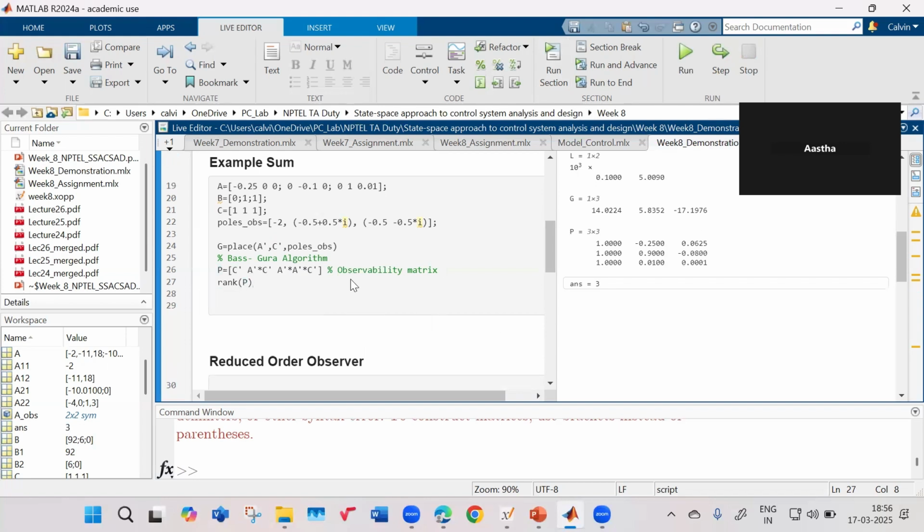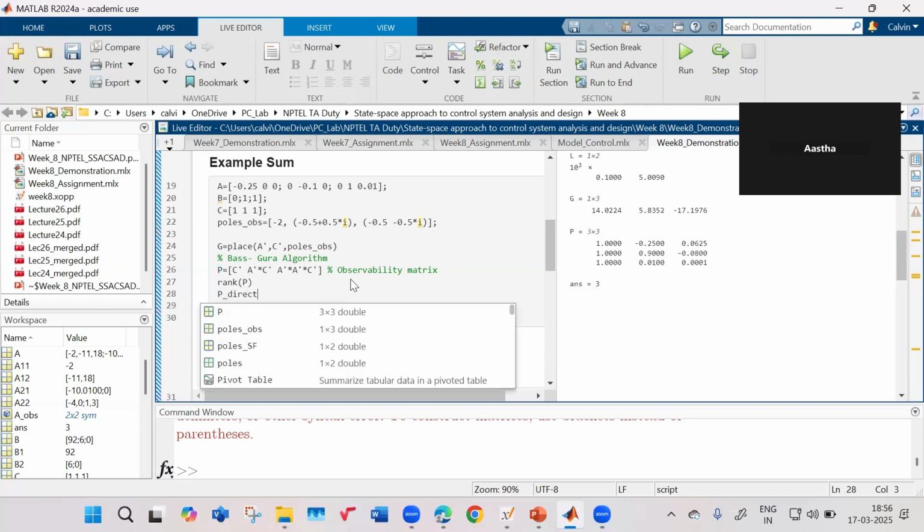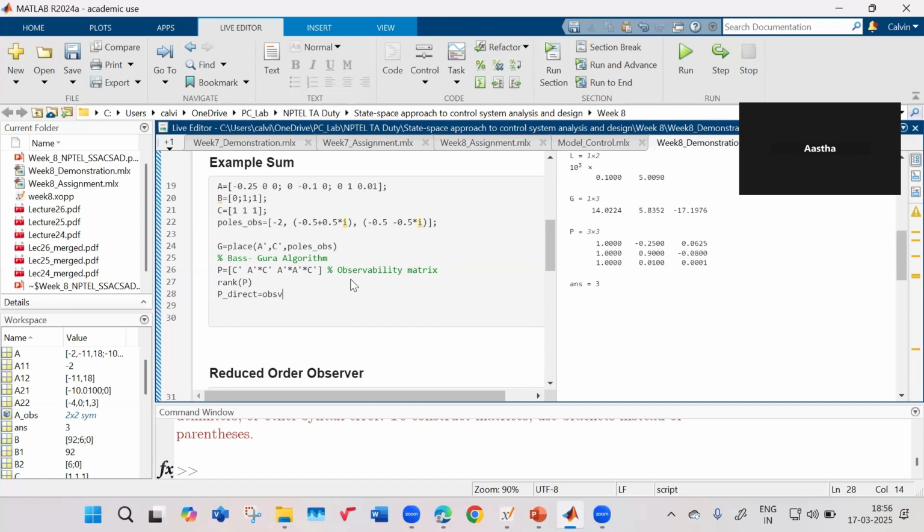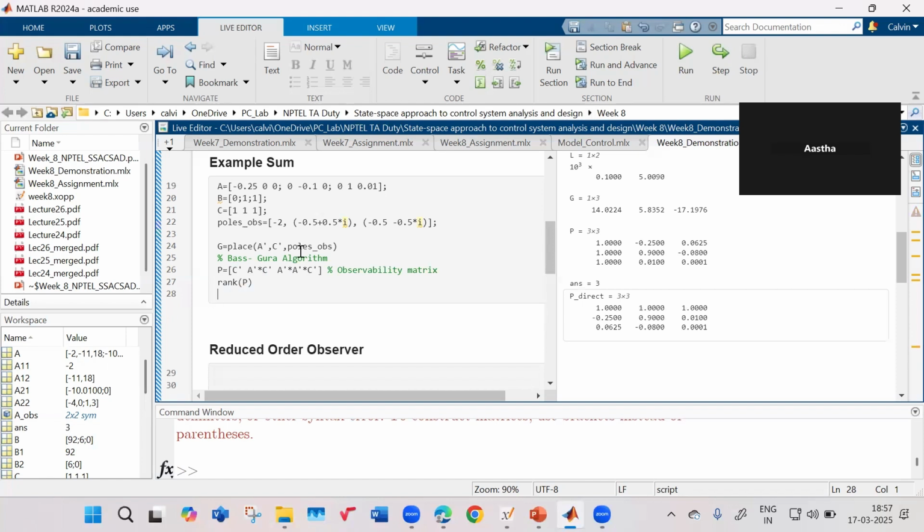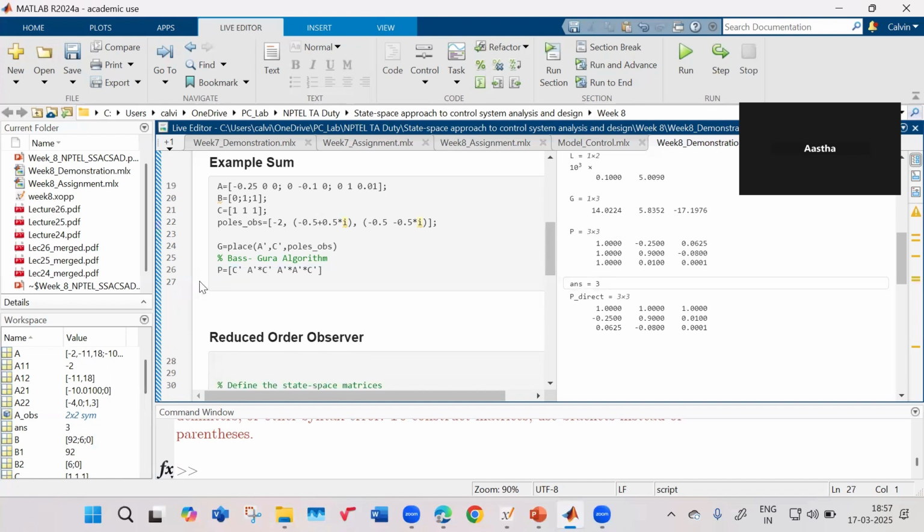And there is a direct way in which we can get our P matrix: P direct. We just have to give obsv with A comma C, and it itself will compute our P matrix. Okay, this actually is a bit different. This is not the observability matrix we computed; it's similar to it, but not exactly. So now we have this P matrix.